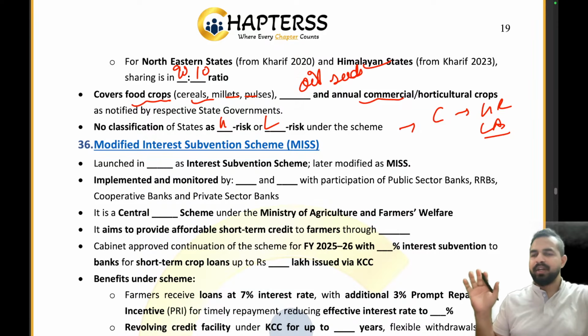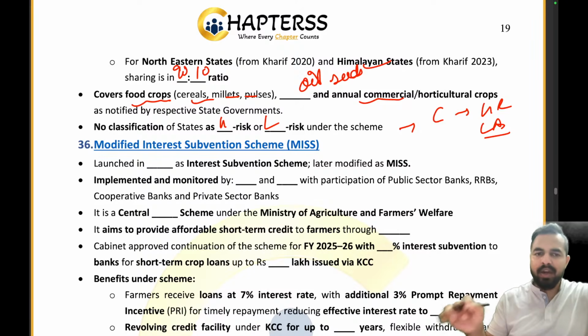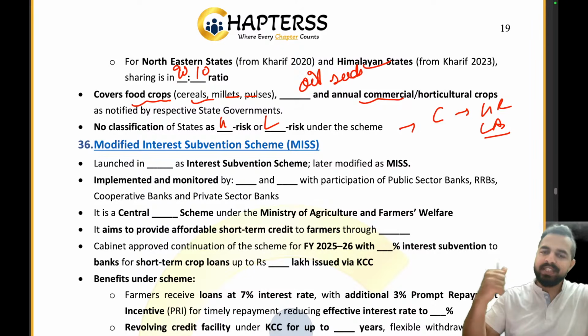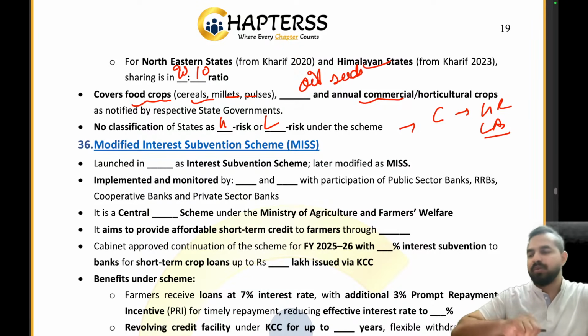Everybody able to understand the article? Everybody able to retain the information about the scheme? If I give you a descriptive answer right now on the scheme, will you be able to answer me that? Please tell me in the chat box. If yes, give me a thumbs up. If no, give me a thumbs down.